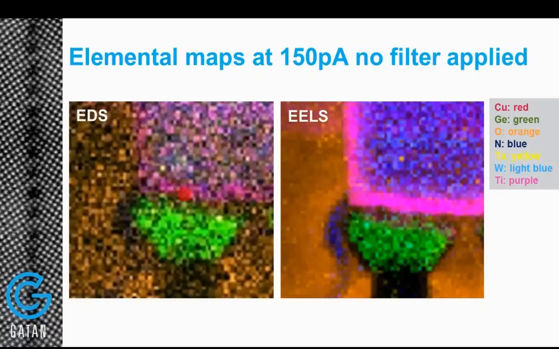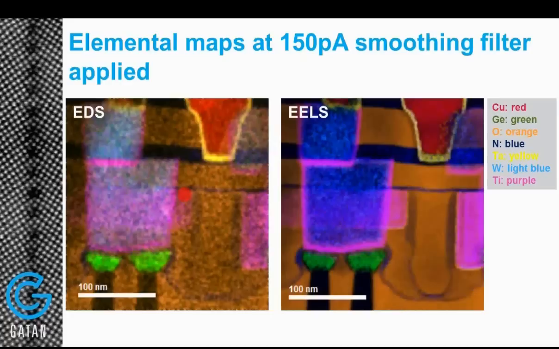Again, all these details are basically missed in the case of EDS. We didn't really apply any filter on this map. But even if you apply a smoothing filter, things significantly improve for EDS as well as EELS. But still, EELS looks way better, and we can really distinguish very well all these little details in the sample. But every time you apply a filter, you lose spatial resolution because what you do is average pixels together. So ideally, you don't want to filter. You just want to leave the data as raw.